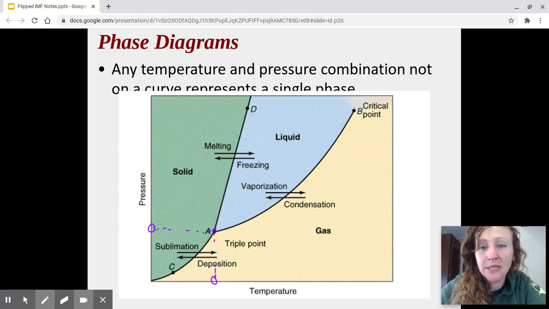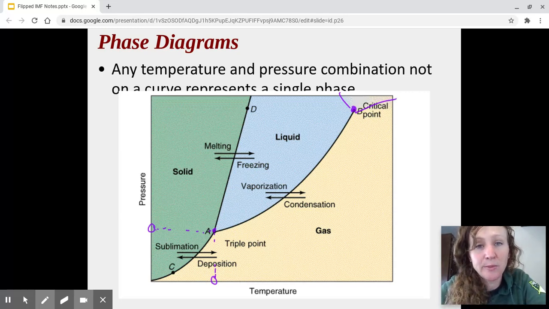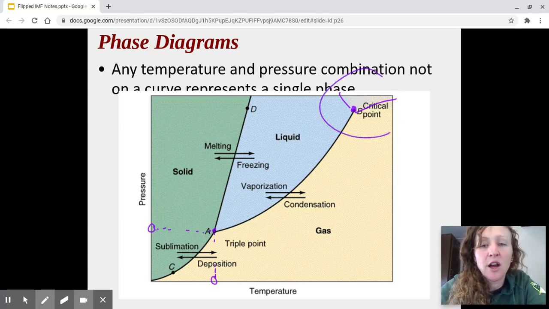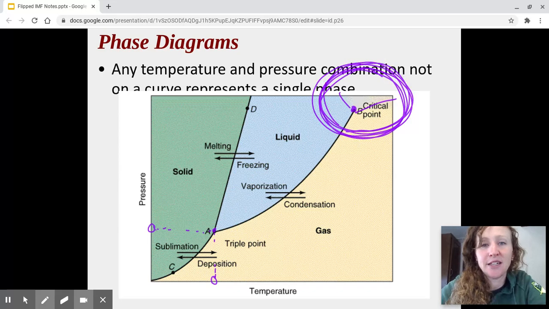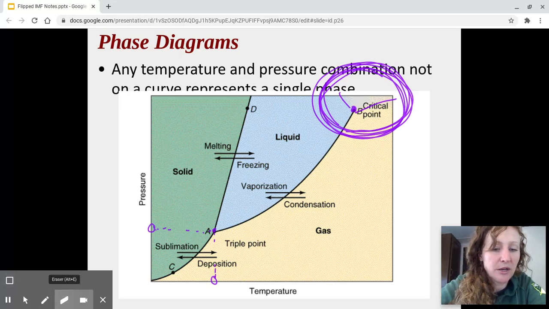Okay, this point B up here is called the critical point, and beyond the critical point is this hazy area where it looks like the color has been accidentally erased, but that is purposeful because above this critical point, you get this area where liquids and gases are indistinguishable from one another. It's a fluid, but we're not quite sure if it's a liquid or a gas. And up here is kind of where we get into the idea of plasma. So critical point, triple point, you have all the line barriers.